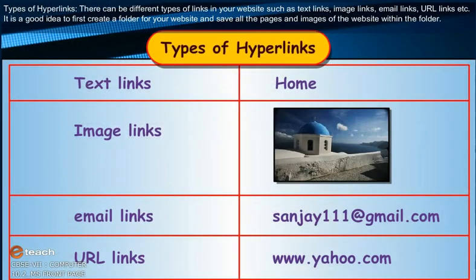Types of hyperlinks. There can be different types of links in your website, such as text links, image links, email links, URL links, etc. It is a good idea to first create a folder for your website and save all the pages and images of the website within the folder.